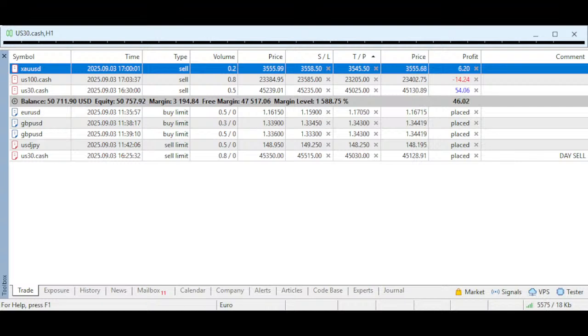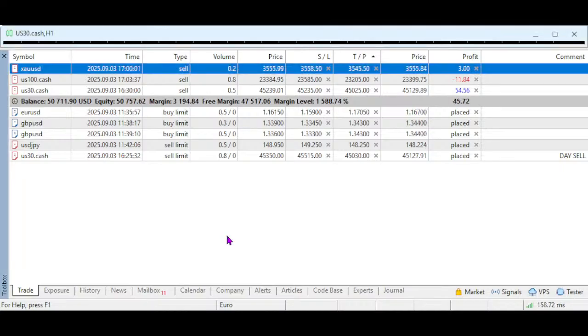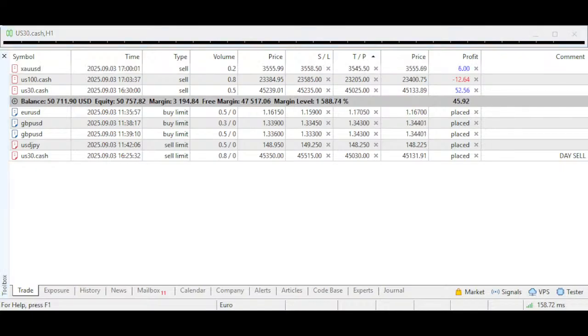The gold only moved about $4 from our entry price. So here we are.